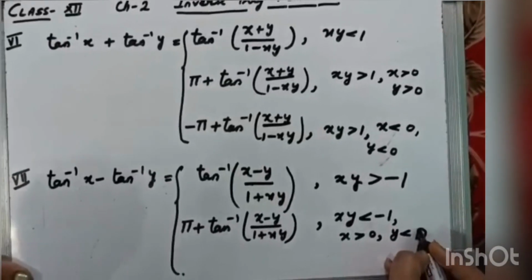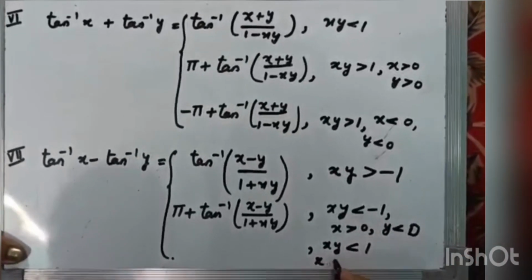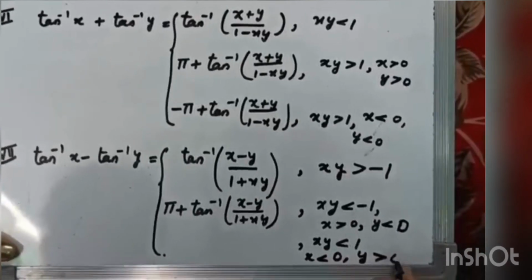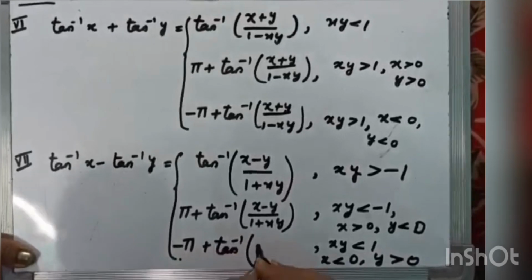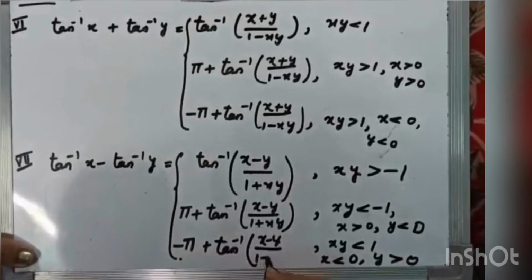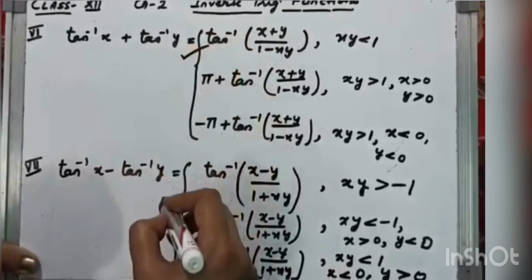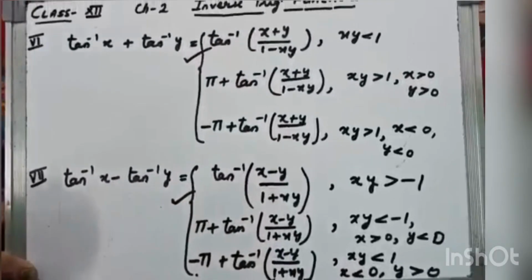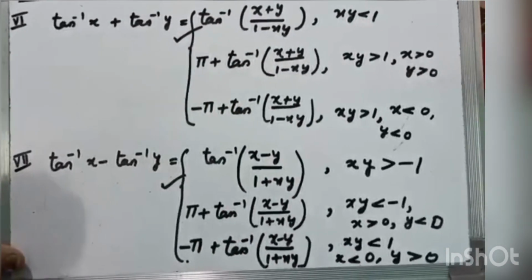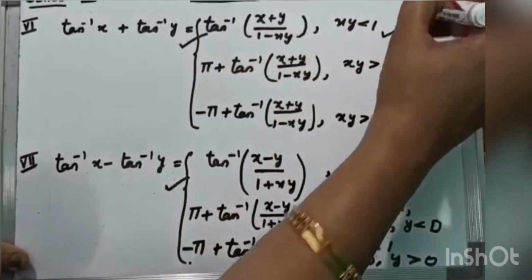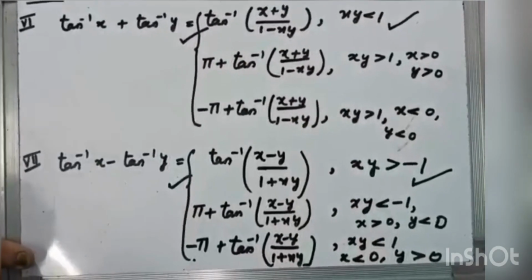This is y less than 0. And if xy is less than minus 1 and x is negative, y is positive, then this property is minus pi plus tan inverse of x minus y over 1 plus xy. In maximum questions, this and this property is applicable, but there are some questions where these properties are also used. But you must remember this major first property in this case as well as the first property in the next case.